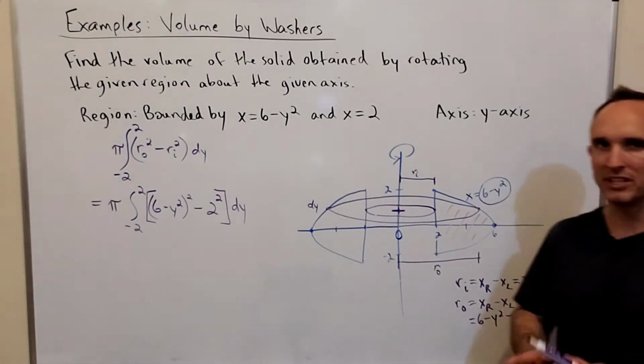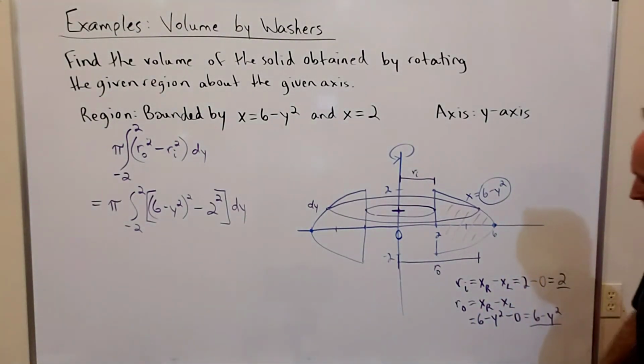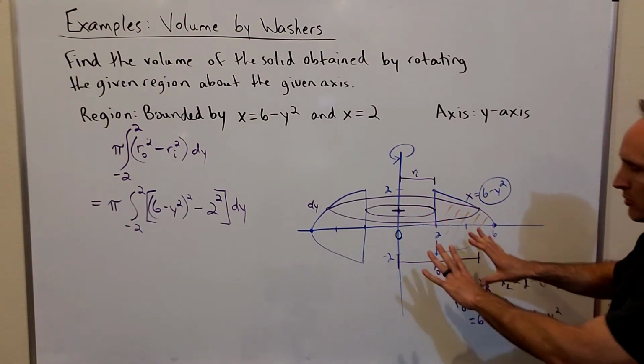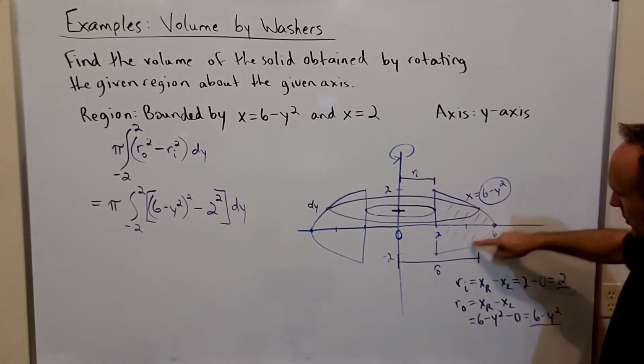Now I want to say something that can be helpful if you notice it. When you look at the solid that's going to result, this donut-looking thing, it's perfectly symmetrical, right?